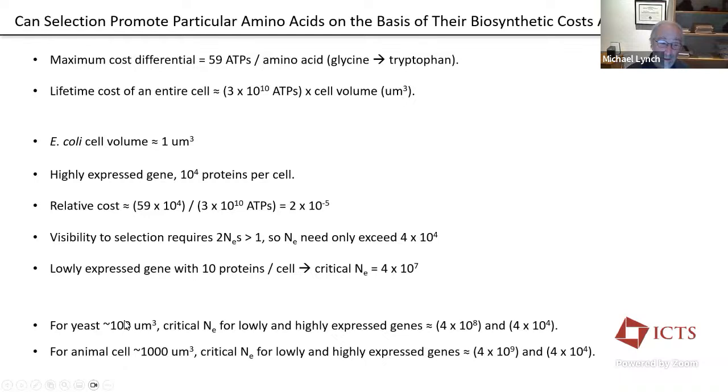Now let's think about a couple of other eukaryotic cells. For yeast, a yeast cell has a volume about 100 cubic microns. So that means the lifetime cost of a cell is about 100 times more than it is for E. coli. And without going through all these numbers, the critical effective population size for low and highly expressed yeast genes would be about 4 times 10 to the 8th or 4 times 10 to the 4th. So this would work for highly expressed genes. This is where you'd have to be for lowly expressed genes.